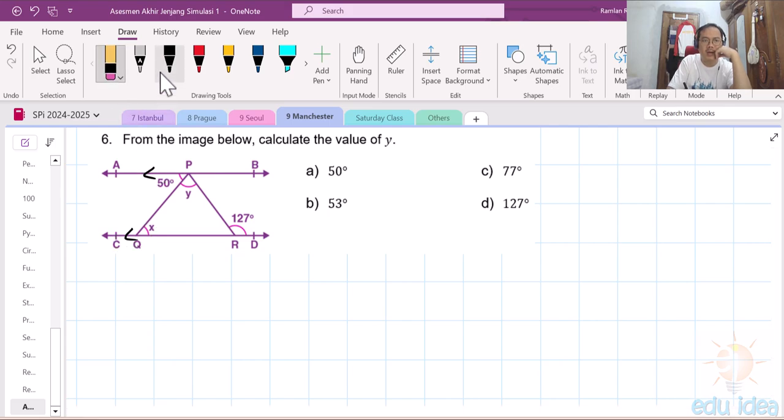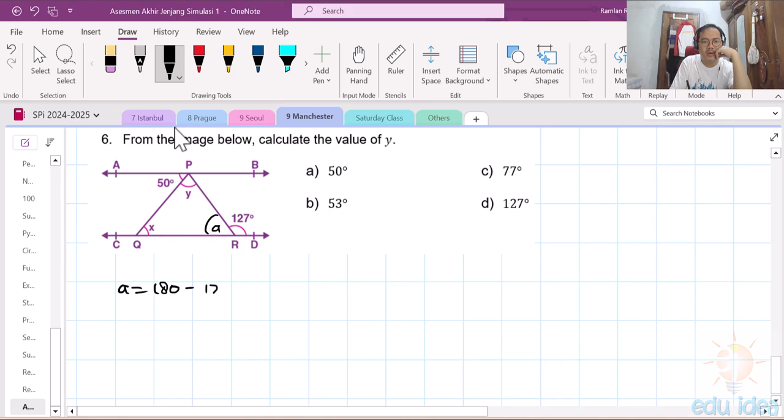So let's assume that they are parallel, so we can use a couple of theorems. For example, this one: if this is y, and this is a straight line, then we can say that this angle here is just 180 minus 127, because this is a straight line. Let's name that angle A. So angle A will be equal to 180 minus 127, which is just 53. So 53 is over here, right?